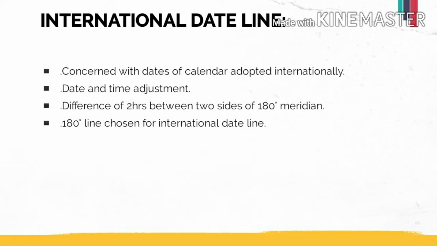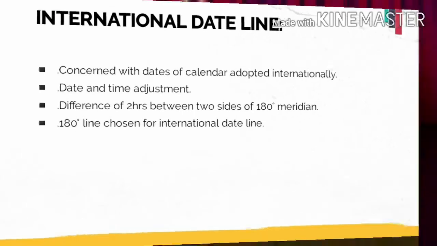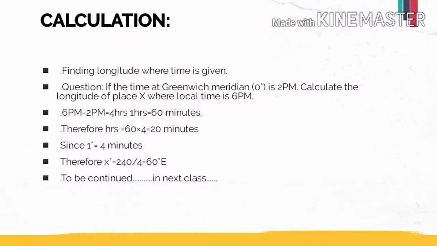Next one is the 180-degree line chosen for the international dateline. So why is this particular 180-degree meridian chosen for the international dateline? It is because it passes through the middle of the Pacific. No land masses are there to disturb the line, and even if some land masses are there, the line has been drawn in a zigzag manner to avoid them.